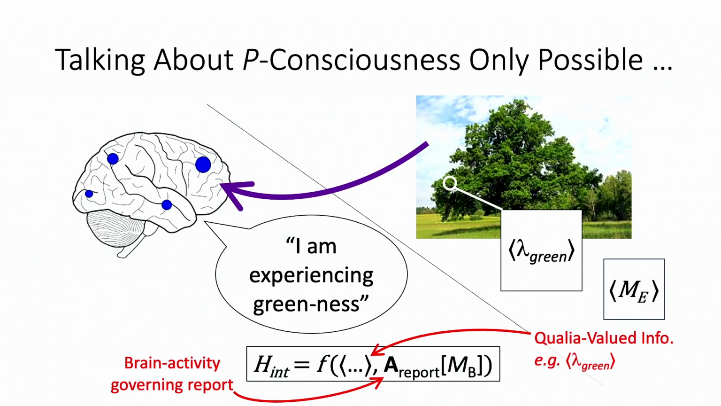So, somewhat obviously, for the case of a brain reporting on conscious experience, the interaction Hamiltonian has to take this form. It has to link angle bracket symbols for qualia-valued data with the symbol A, specifically the brain activity that's governing report, governing muscles that produce speech, for example, as is going on right now. So, this might seem like a very elaborate way of stating the bleeding obvious at this point, but in fact, that is not the case.